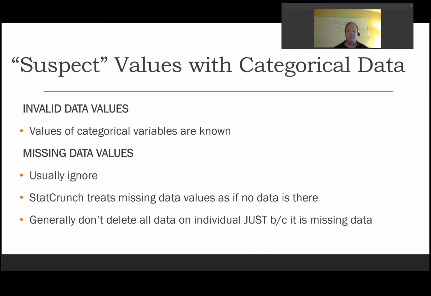The only time it becomes an issue is when we want to look at 2 variables together. And obviously, if we have the value of one missing, then that person's data is not going to be useful to us, right? And in that case, we might want to delete that individual.